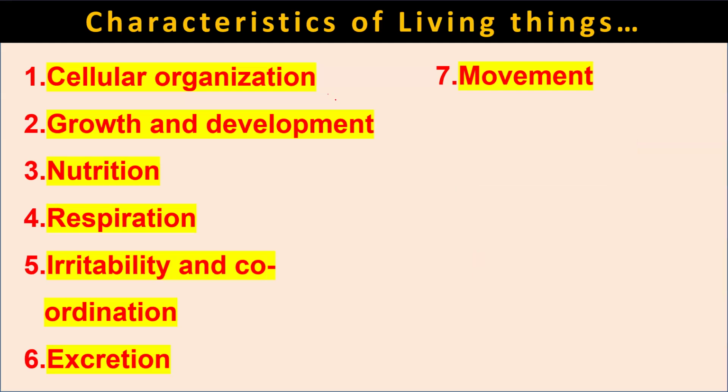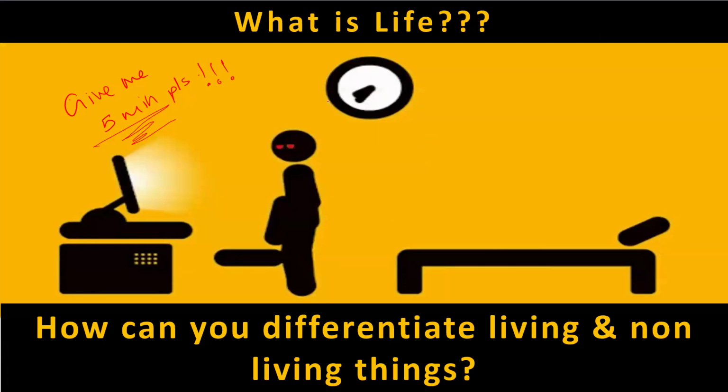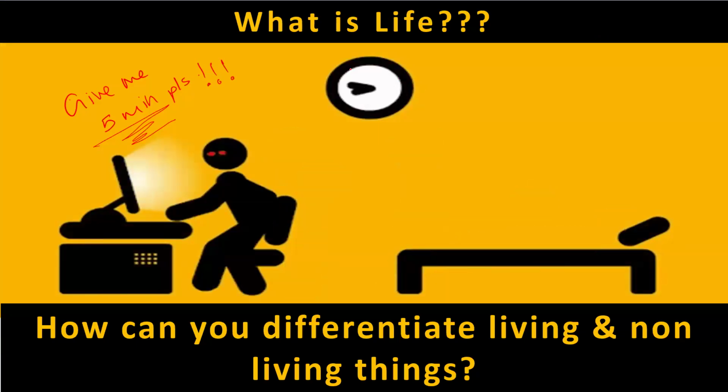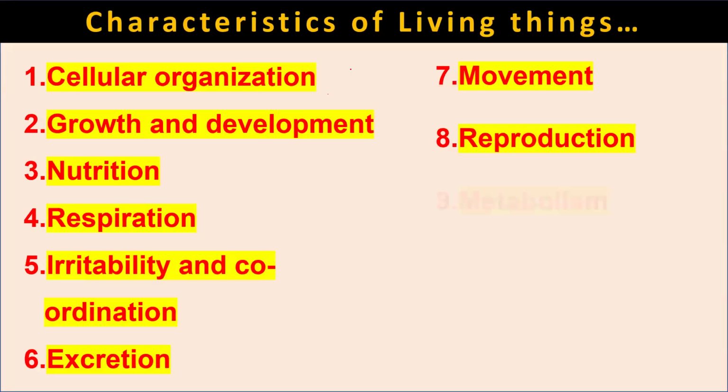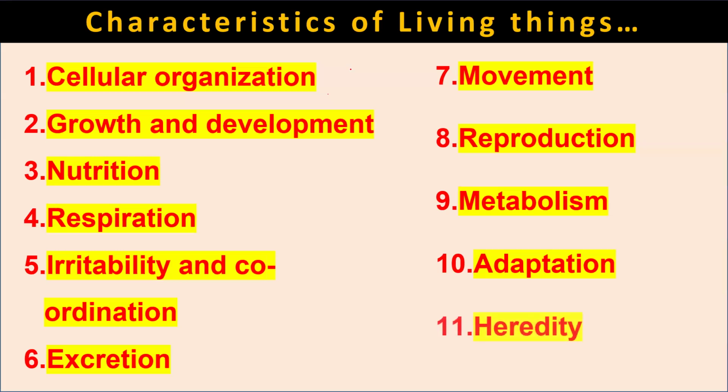So, how do we differentiate living things and non-living things? Certain characters are there. If those characters are there, those are considered living things. If those characters are not there, they are considered non-living things. Because scientists, we don't have an exact definition for what life is.